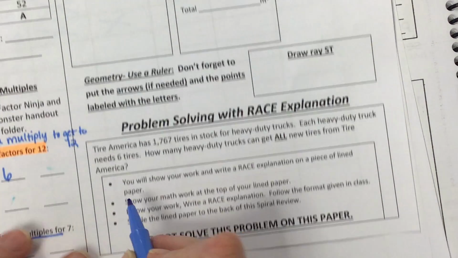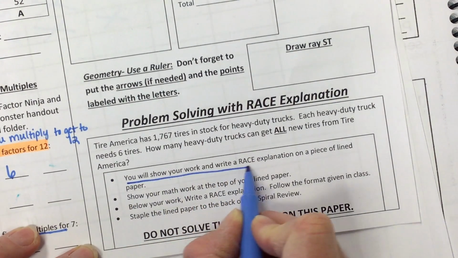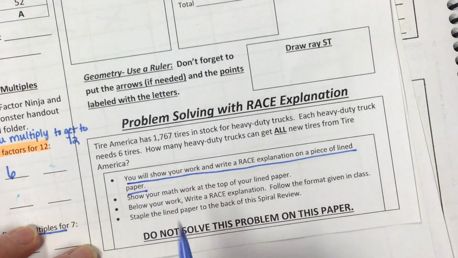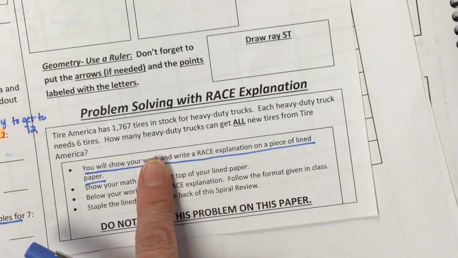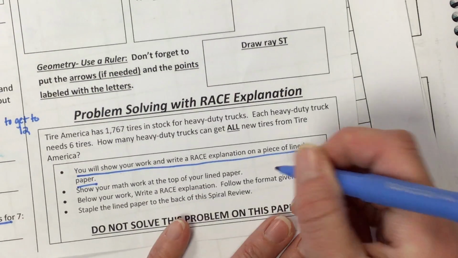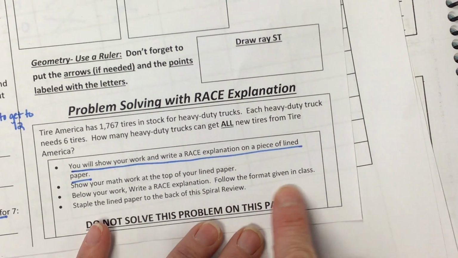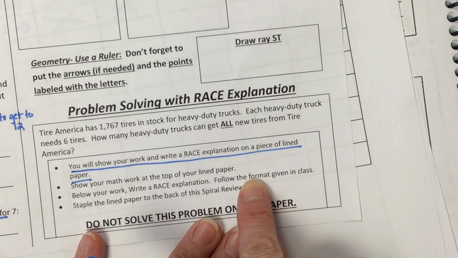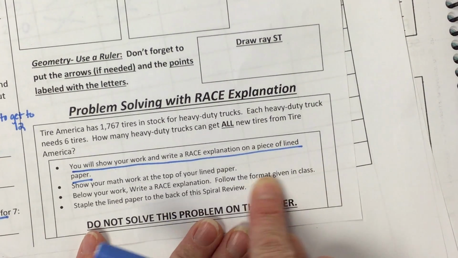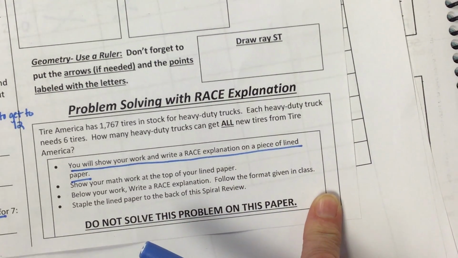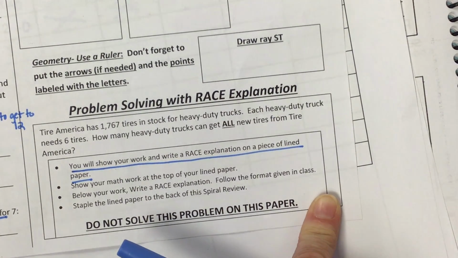Okay, it says, show your work and write a RACE on a piece of lined paper. You can show your work on the back, but you need a piece of lined paper to show your RACE. You cannot fit your RACE response in right here. I will not even attempt to grade it if you do not have a piece of lined paper stapled to this. Okay?